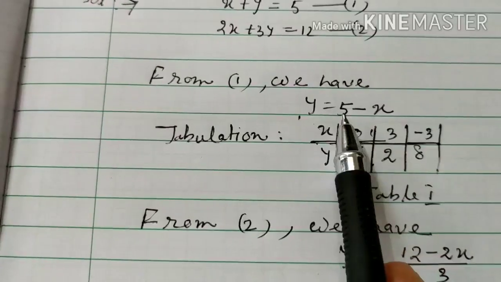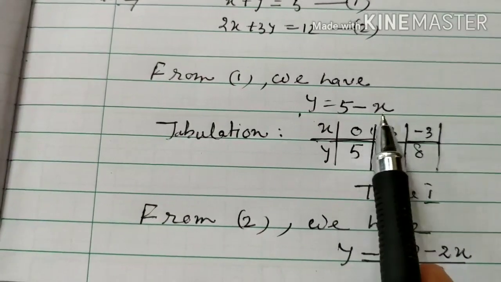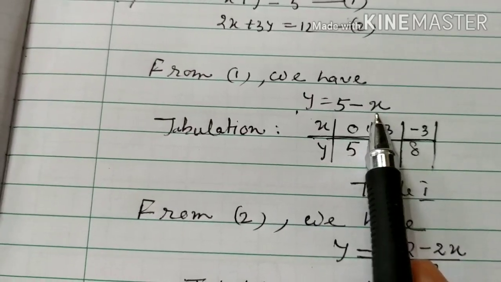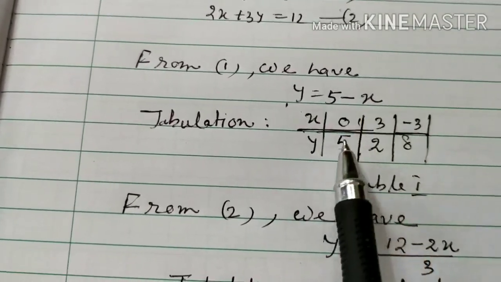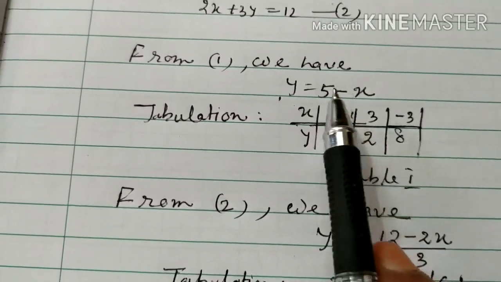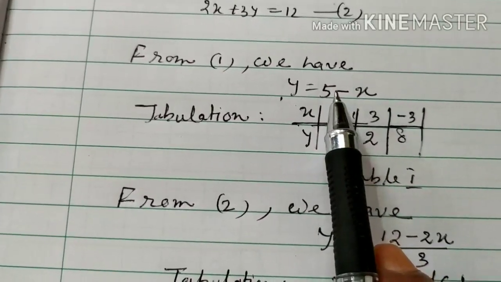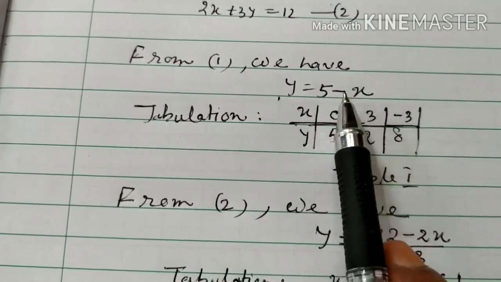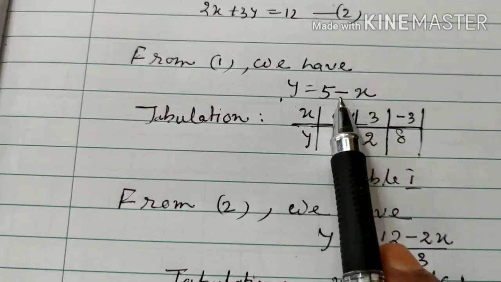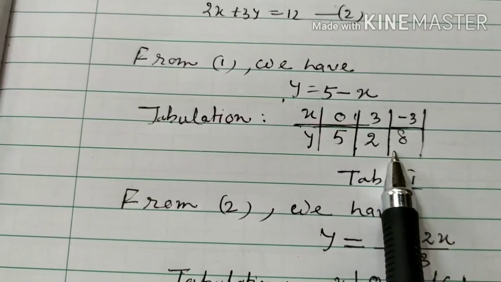Now the table is the same. You can take any values of x. So take x value 0: 5 minus 0 is 5. Then 3: 5 minus 2, and then 5 minus 3. Then 5 plus 3 is 8. This is table number 1.